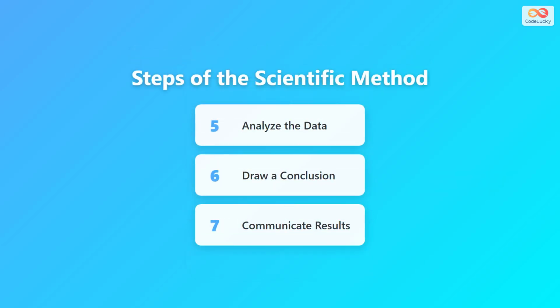Now let's look at the remaining 3 steps of the scientific method. Step 5 is analyzing the data you collected during your experiment. This means looking at your results carefully and organizing them in meaningful ways. Step 6 is drawing a conclusion, where you decide whether your experimental results support your hypothesis or contradict it. Finally, step 7 is communicating your results by sharing your findings with other scientists through presentations or publications, so others can learn from your work and build upon it.